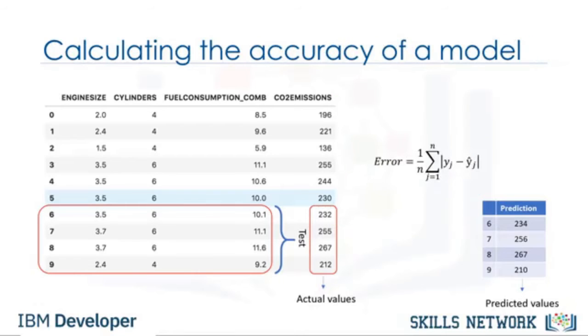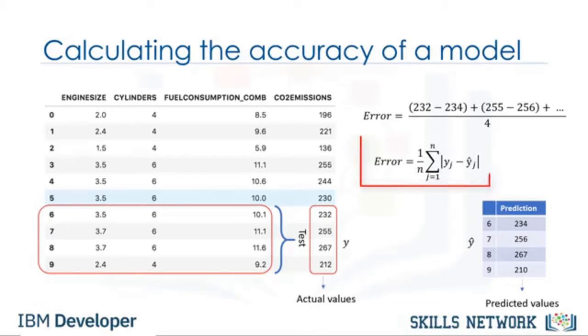Let's look at one of the simplest metrics to calculate the accuracy of our regression model. As mentioned, we just compare the actual values y with the predicted values, which is noted as y hat, for the testing set. The error of the model is calculated as the average difference between the predicted and actual values for all the rows. We can write this error as an equation.